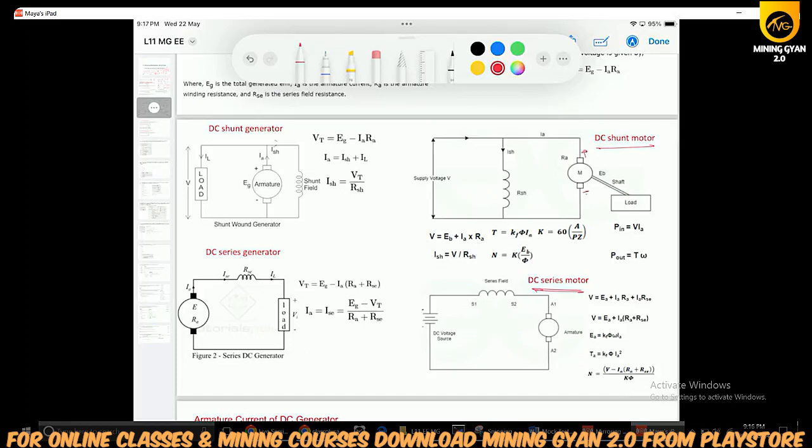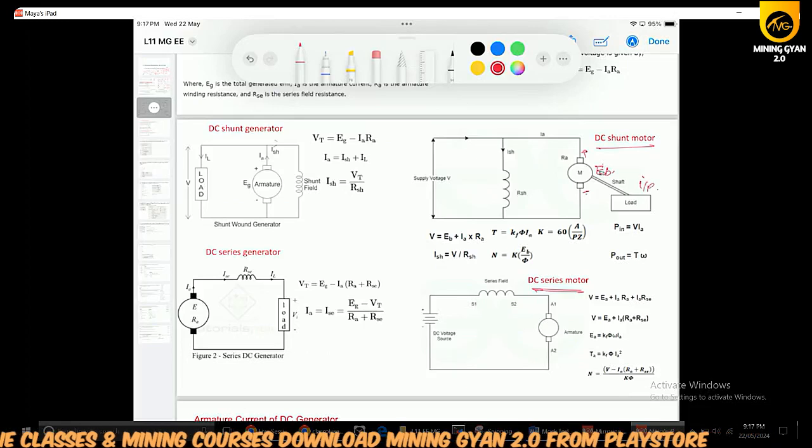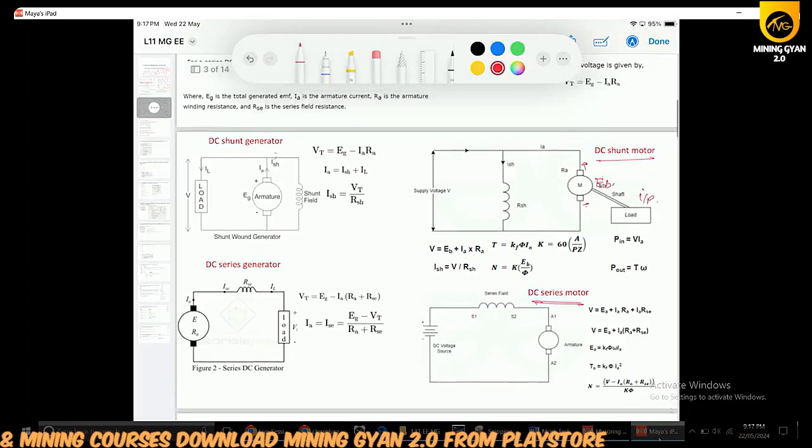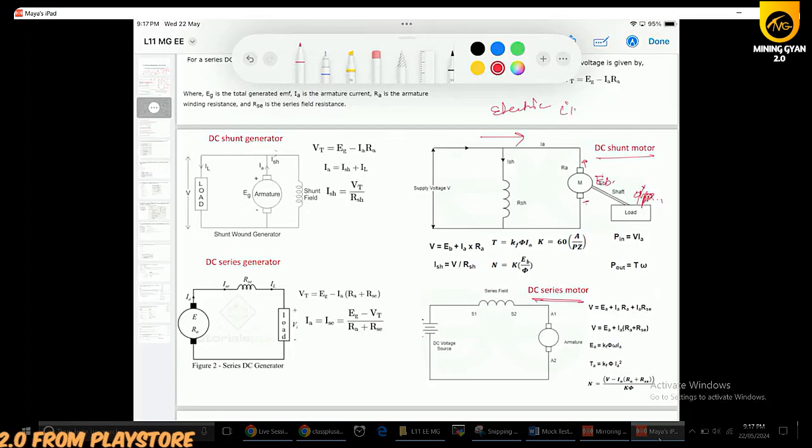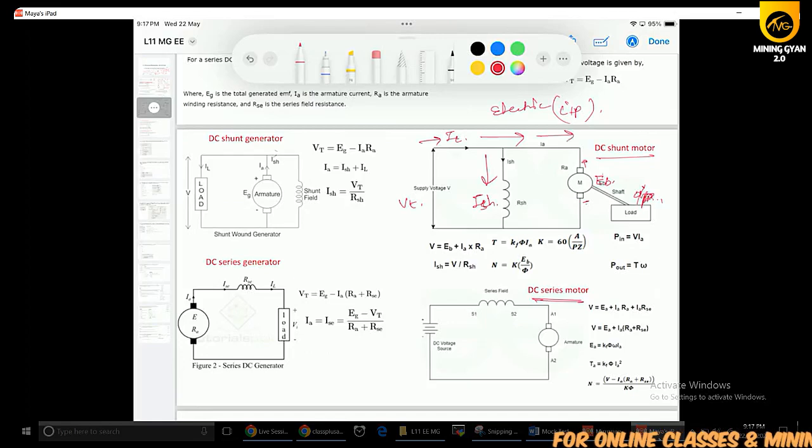Here the back EMF, E_B, will be there. In a motor, you are getting the output as mechanical energy, but you have to apply electric energy as the input to the motor. This is the terminal voltage and this is the terminal current, and that current will be divided into two parts: this will be the field current and this will be the armature current. So the total current will be I_SH plus I_L.